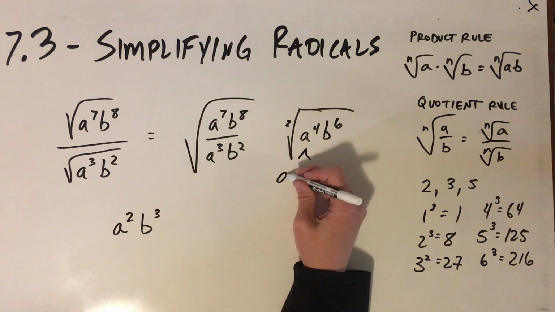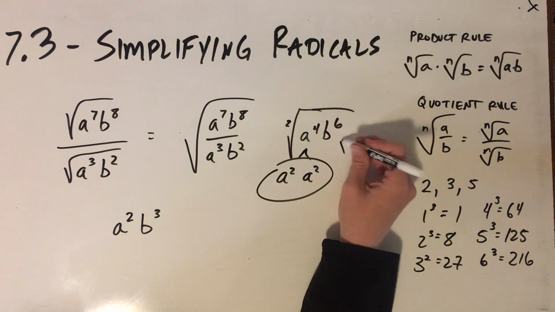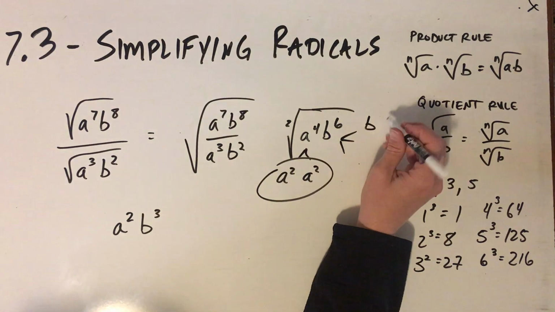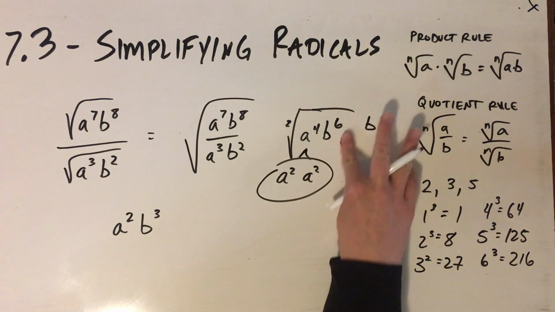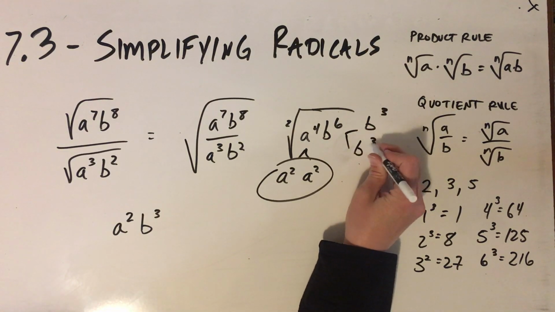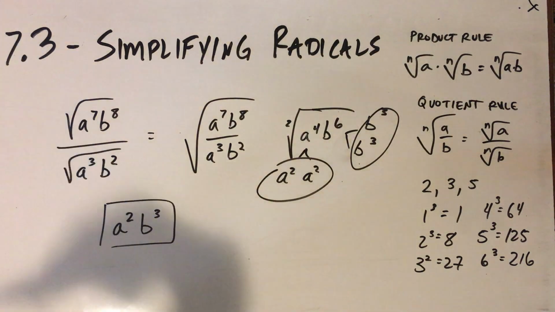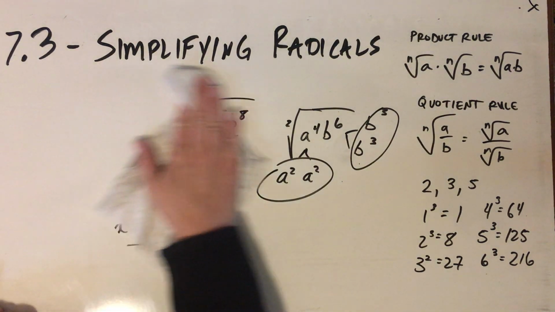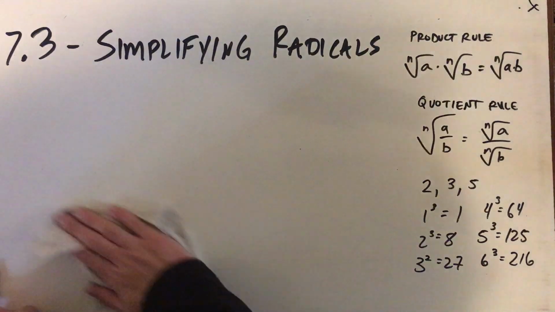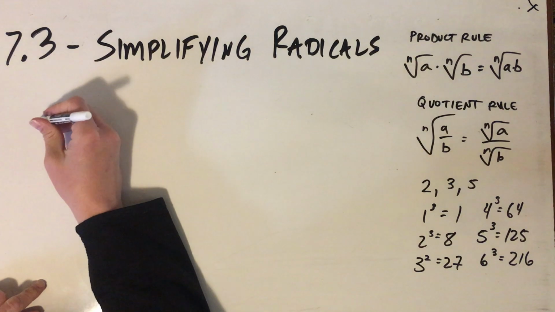Or in other words, I have 2 factors of a squared, so they can come out. And I have 3 factors of b squared, so b cubed can come out. So the answer to this problem is a squared b cubed. Let's try another one.